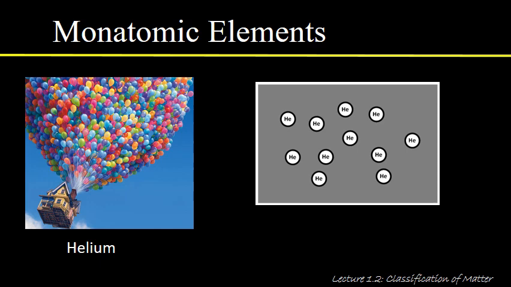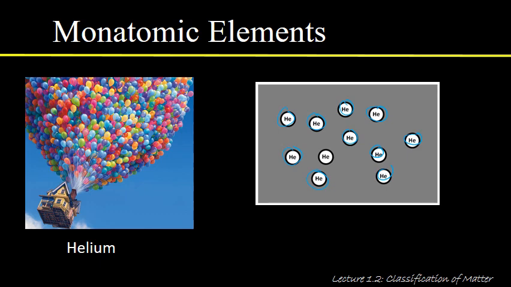There are a few elements, not very many actually. The noble gases on the far right side, helium, neon, argon, krypton, xenon, radon, typically exist as individual atoms, right? So in each one of these balloons, if you could look at it with a very, very powerful microscope, you just see a bunch of individual helium atoms floating around inside each of those balloons, right?